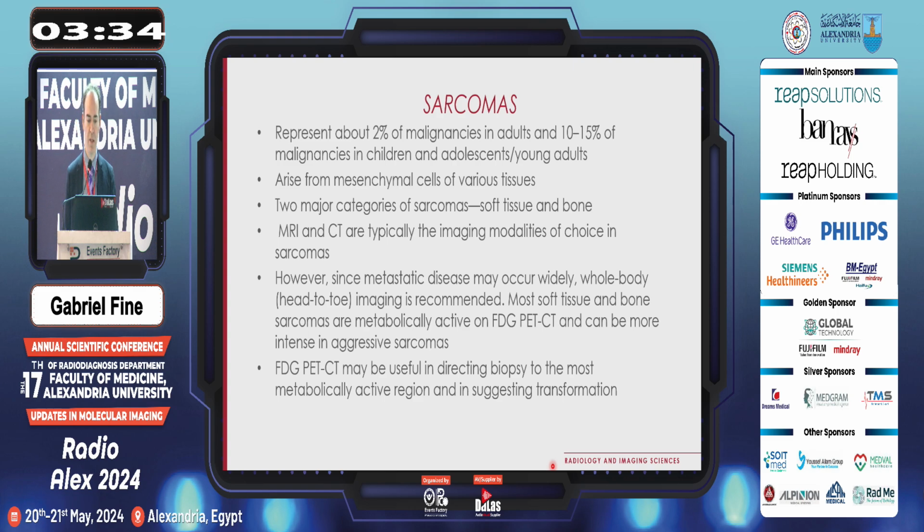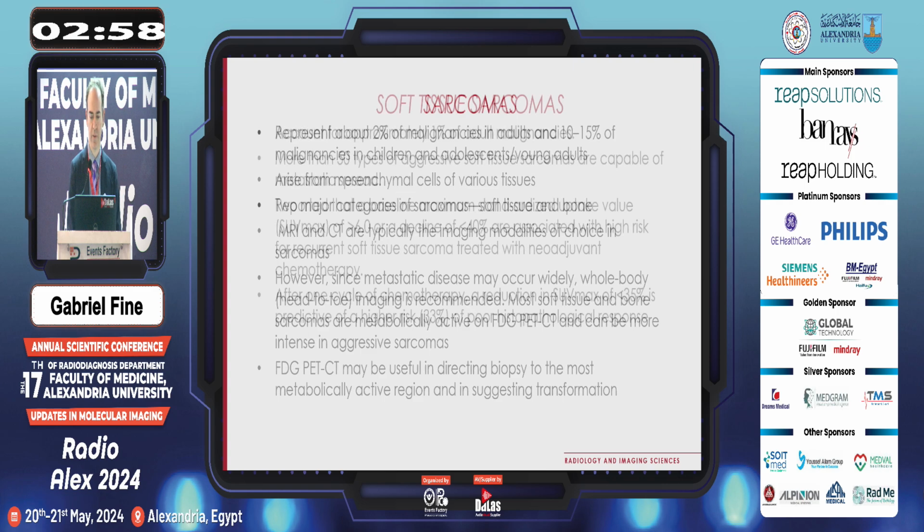MRI and CT are typically the imaging modalities of choice in sarcomas. Since metastatic disease can occur widely, again, we're going to recommend head-to-toe imaging. So in PET-CT, you want to do head-to-toe in these patients. Most soft tissue and bone sarcomas are metabolically active on FDG PET-CT and can be more intense and aggressive tumors. The FDG PET-CT can be useful in not just detecting the disease, but directing the surgeon or referring physician where to biopsy, and also in suggesting areas that may be transformed, and we'll try to show some examples.